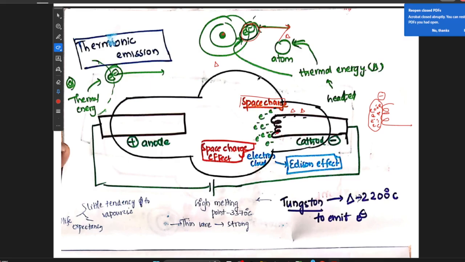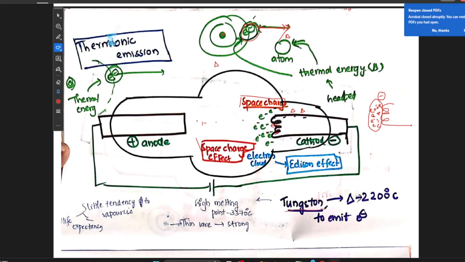So when a new electron is coming out of the atom, this electron cloud will prevent the new electron from accelerating towards the anode. Okay, so this space charge or electron cloud will prevent the new electron from accelerating towards the anode. So this is called the space charge effect.